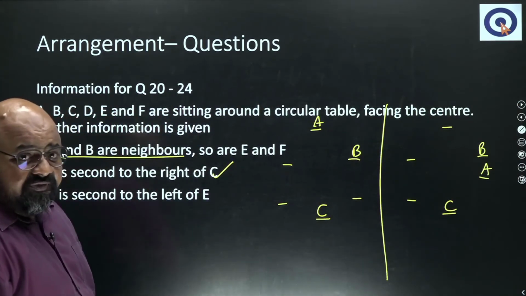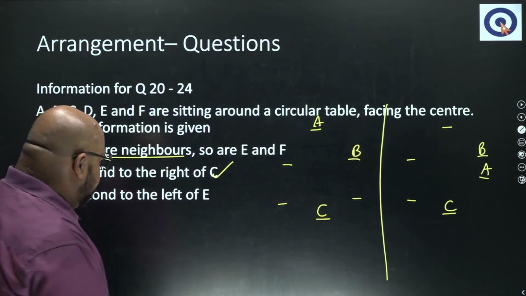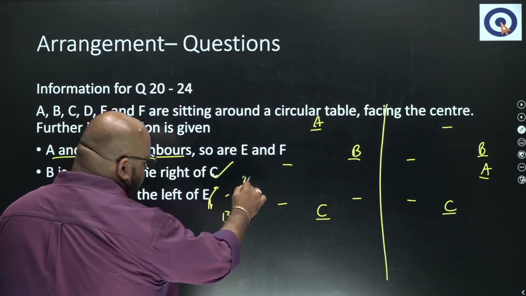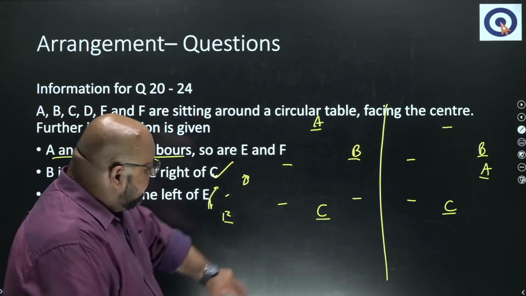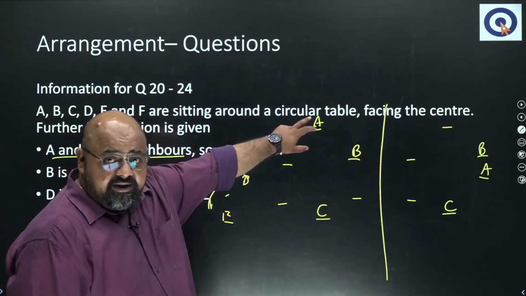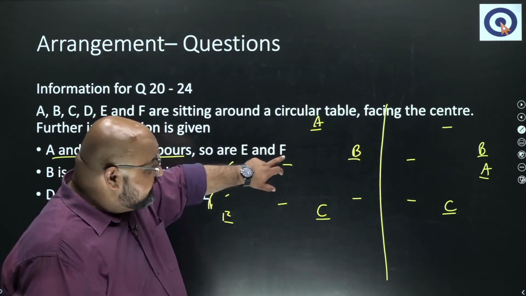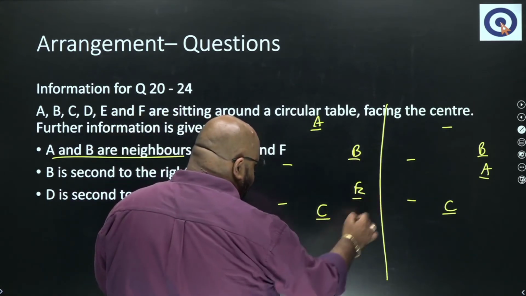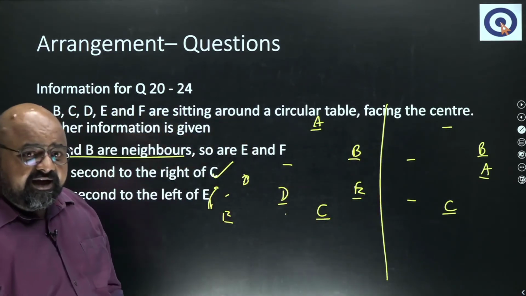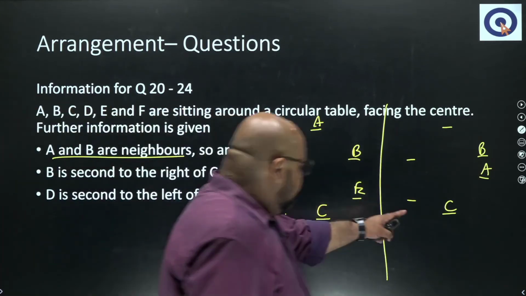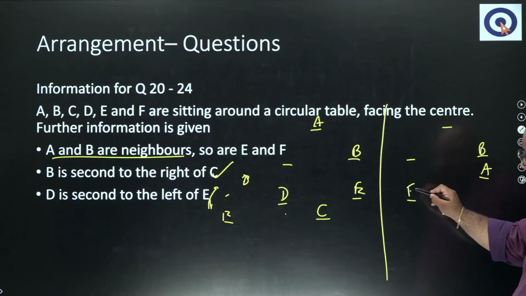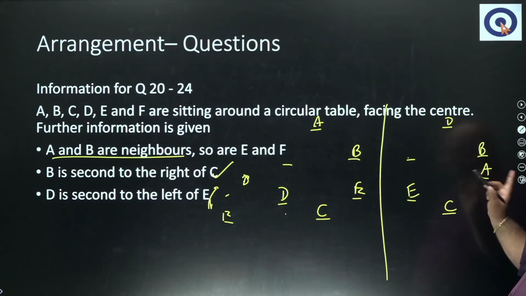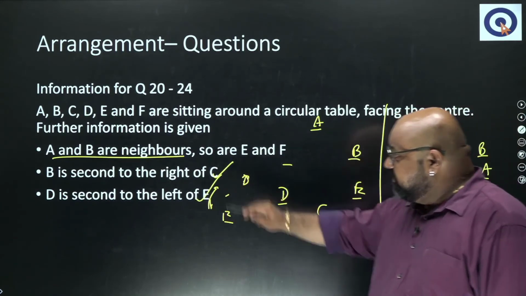Next, D is second to the left of E. So if E sits somewhere here, left would be clockwise, 1, 2. So basically E dash D is what I'm looking at. If E sits here, D has to be at this position, which is taken, not possible. If E sits here, the two positions are taken, not possible. If E sits here, D could be second to the left of E. That is a possibility. In this diagram, if E sits here, D could be sitting here, second to the left. If E sits here, this position is taken. If E sits here, this position is taken. So this is the only possibility. I have drawn this as well.